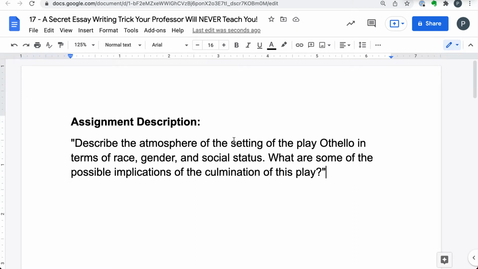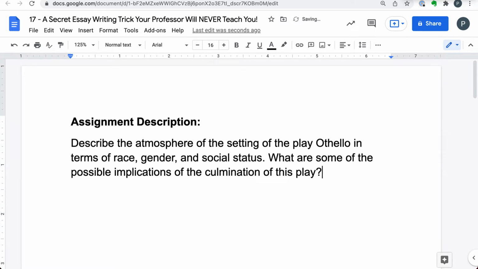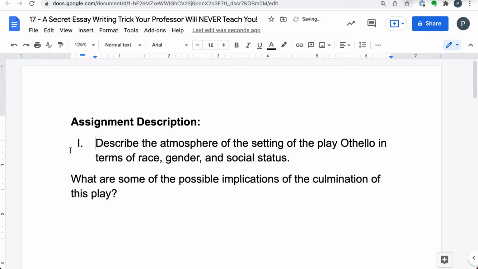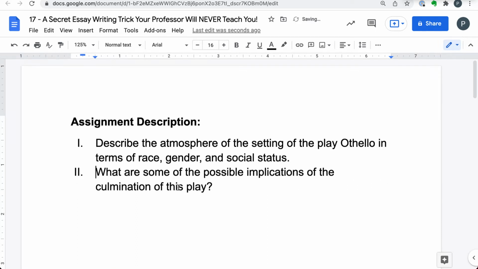Now, let's take this literal assignment and divide it into parts. You see, this is going to be part 1 and this is going to be part 2, meaning section 1, section 2. There's no question about it. It's right here. I'm already outlining using the professor's assignment description to create my essay outline, and I'm not even writing anything.